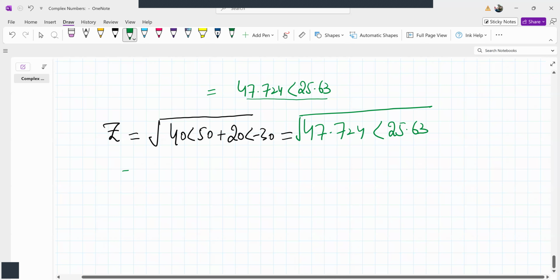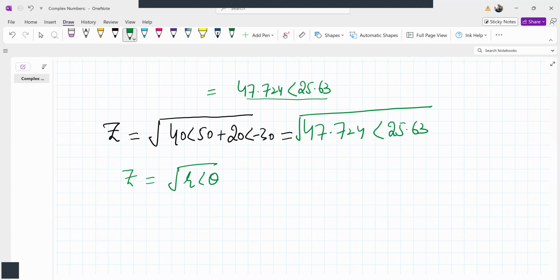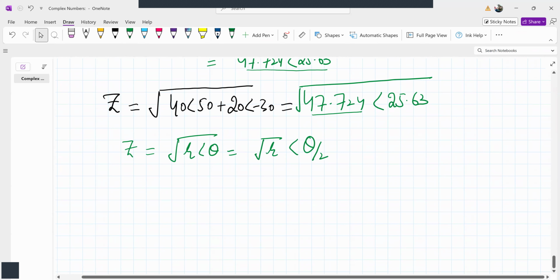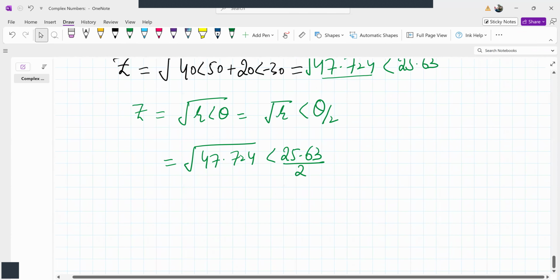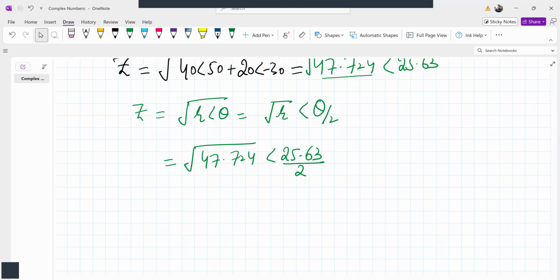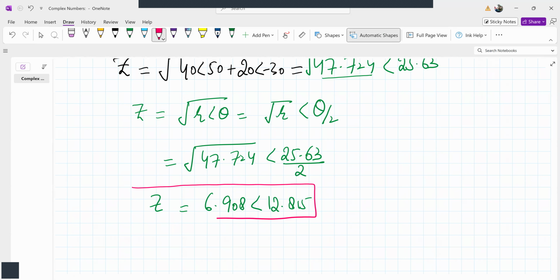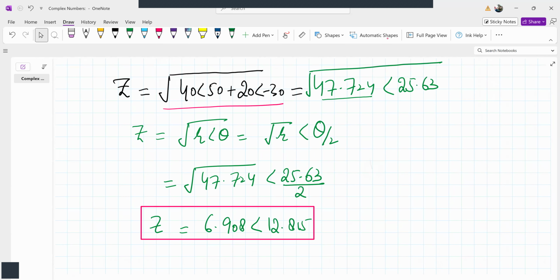The square root of a complex number is simply, if we are given R at an angle of theta, we take the square root of the magnitude and divide the phase by 2. So it will be the square root of 47.724 at an angle of 25.63 divided by 2. The square root of 47.724 is 6.908 at an angle of 25.63 divided by 2, which is 12.815. So our complex number simplifies to this. The square root of this complex number is equal to this.